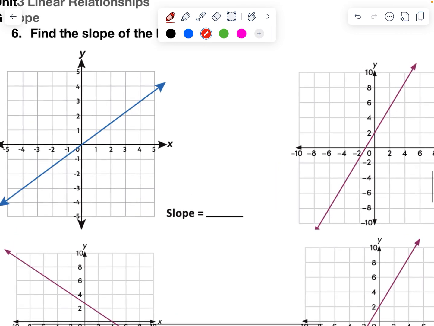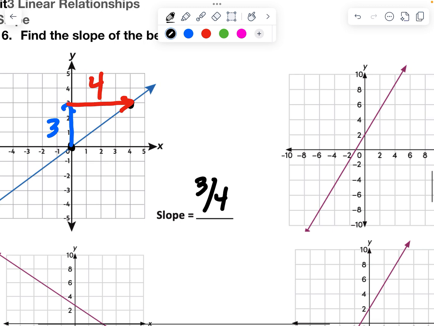Now, did I give you the exact beautiful dots? No, but you can add them in. Do you notice how those are the two spots that go through the grid nicely? So now I go from my left point up to my right point over. I count those distances, 3 and 4. Change in y goes on top, so my slope would be 3/4.